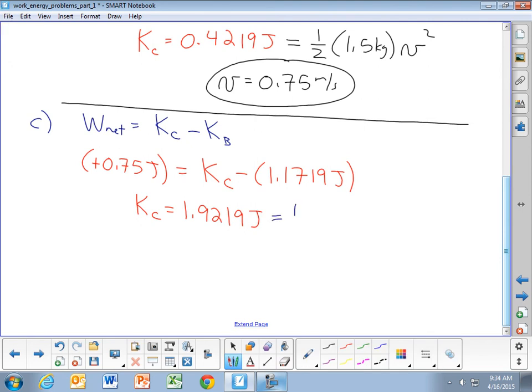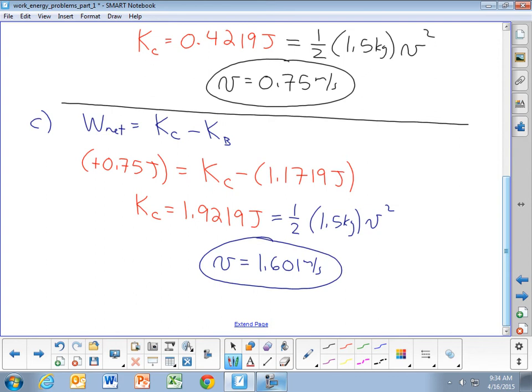And so then, to find the speed, kinetic energy is 1/2 the mass times the speed squared. So if I solve that for the speed, I get that the speed is 1.601 meters per second. Again, this is faster than it was moving at point B. It went from 1.25 meters per second, now it's moving 1.6 meters per second. So again, work is the way that we transfer energy to or from an object.